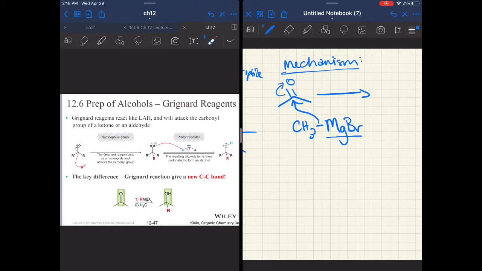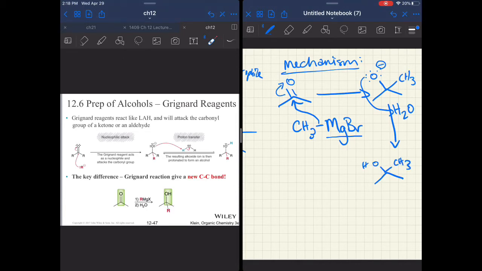All right, so right away, we form this oxygen anion because you cannot have 5 bonds to carbon. And then we've made our new carbon-carbon bond, and it just sits right here. In the second step, when you bring in the water or the acid, that is where you are going to pick up that proton.